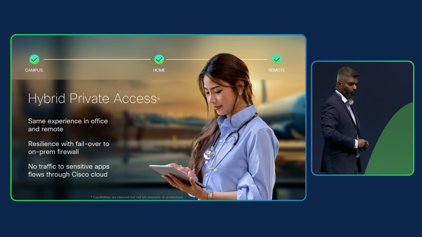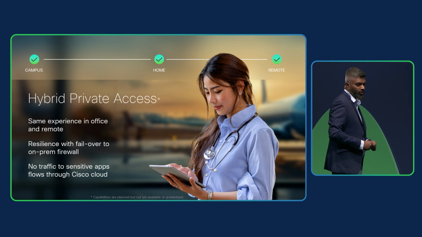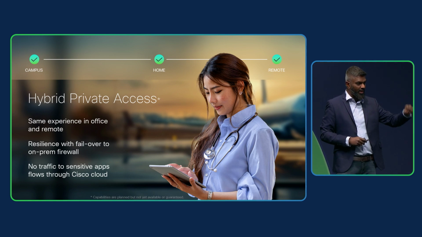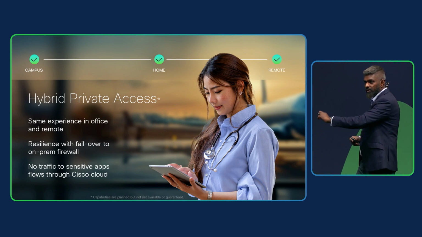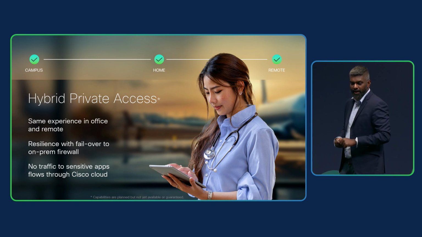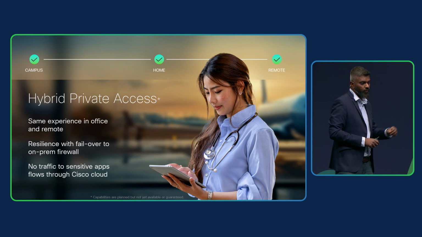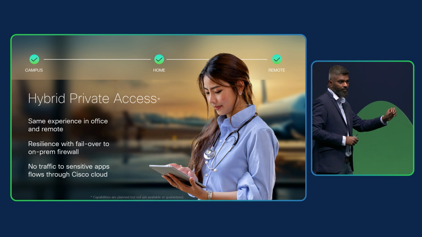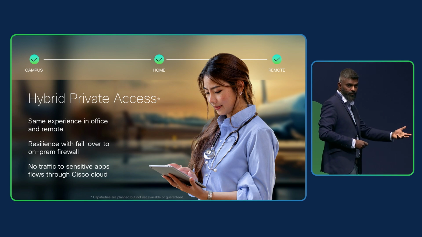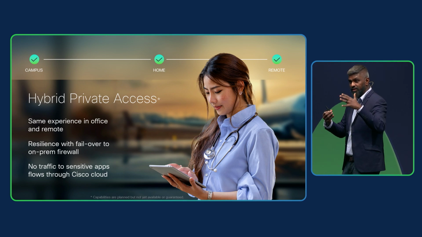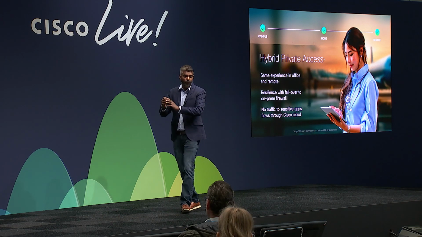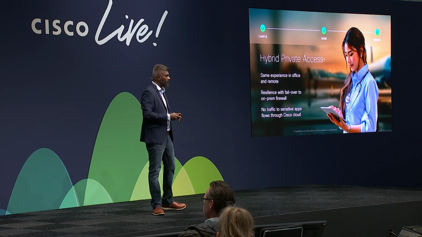Now, we take this concept and this POP architecture further by providing something called hybrid private access that we're launching here. What this allows us to do is take that same experience that we have for a user today connecting from a remote site and extend this into the office and into the data center. The other use case that we see here is for sensitive applications. If you have sensitive applications that should not be going through the cloud enforcement, now we can enforce that locally in the data center itself. We can take this same architecture and also provide it for resilience purposes for failover with the on-premises firewall.